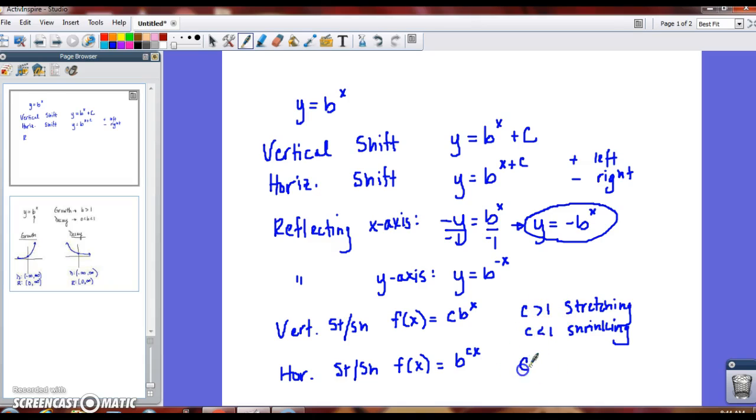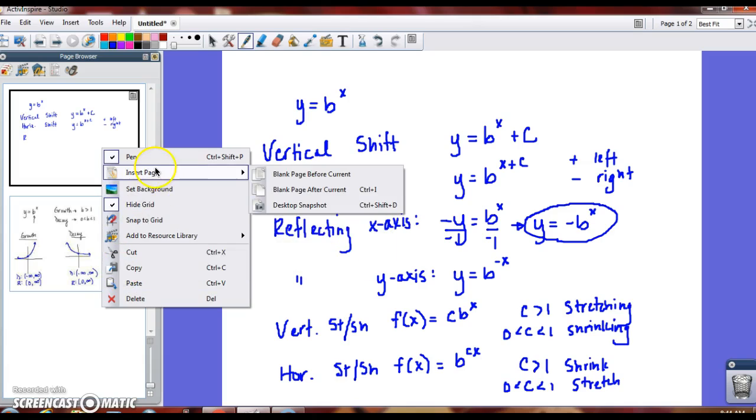So if c is greater than 1, it's a shrink, and if c is less than 1, it's a stretch. And when I say less than 1, I mean between 0 and 1. Let me write that down, between 0 and 1. So those are all of the different translations you can have when you're dealing with exponential functions.